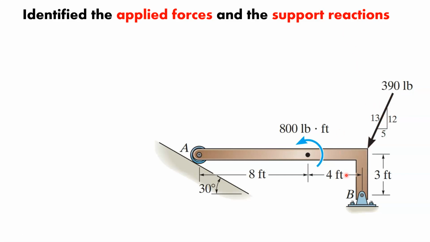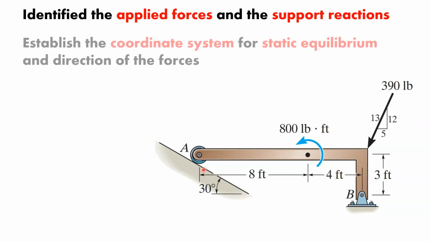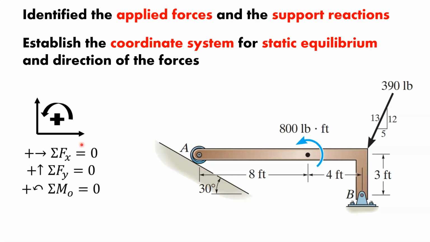Now, the harder part would be the support reactions. Being able to look at this type of support and this type of support and understand what type of reaction is appropriate. How do we know what to make appropriate so we can know what's going on in this beam? Another thing we want to do is establish the coordinate system for static equilibrium in the direction of the forces. So that's where this comes in. This way we will be able to say whether this 390 pounds is adding to or taking away from, and what must be going on at A and B.